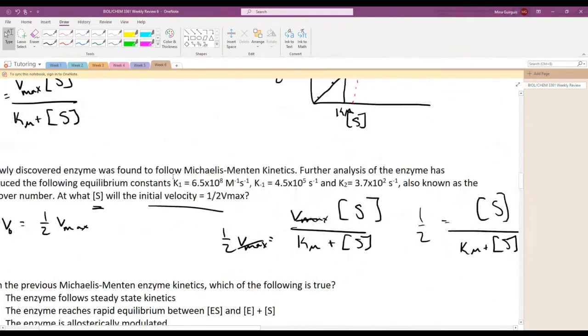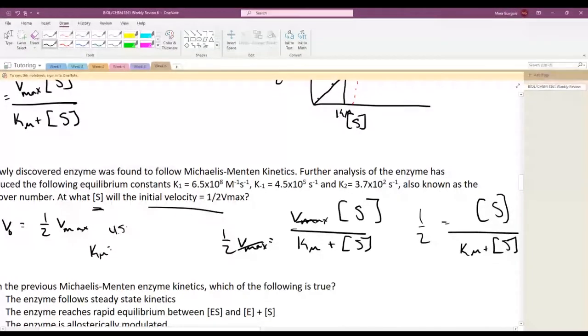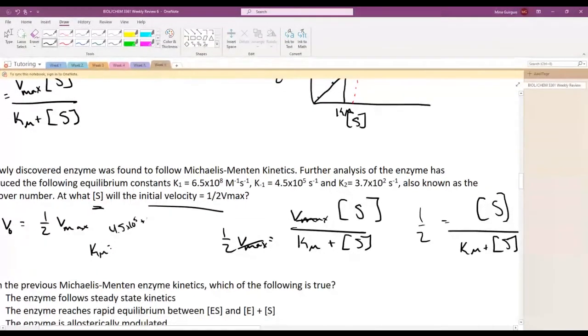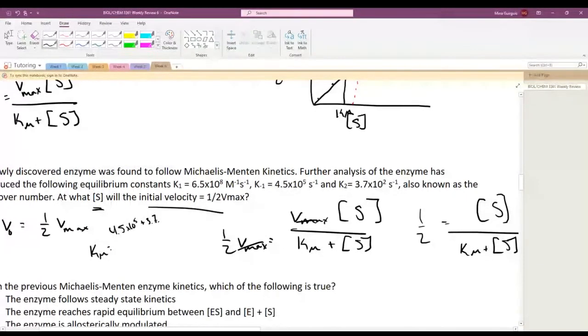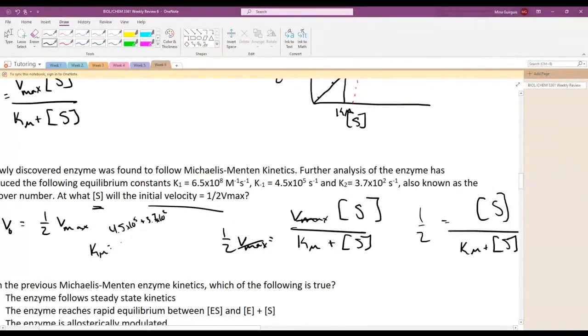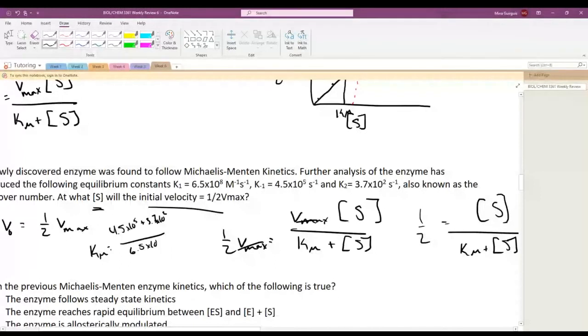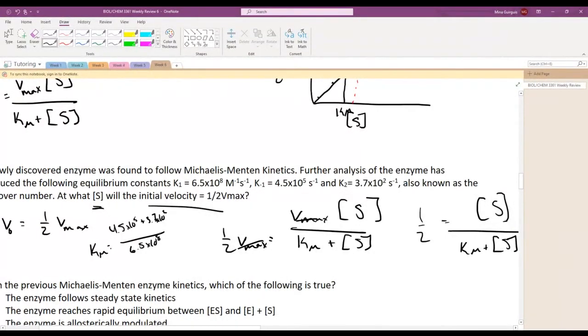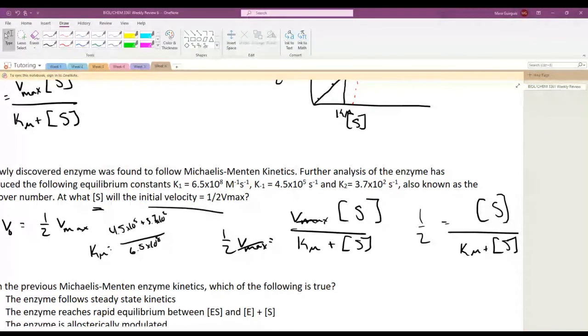Now we have to actually find Km, and that's where these numbers are relevant. Km, as we know, is K-1, so 4.5 times 10 to the 5th, plus K2, 3.7 times 10 to the 2nd, over K1, which is 6.5 times 10 to the 8th. I don't know that I need to explain this, but just in case: the orders of magnitude get confusing. Be careful.